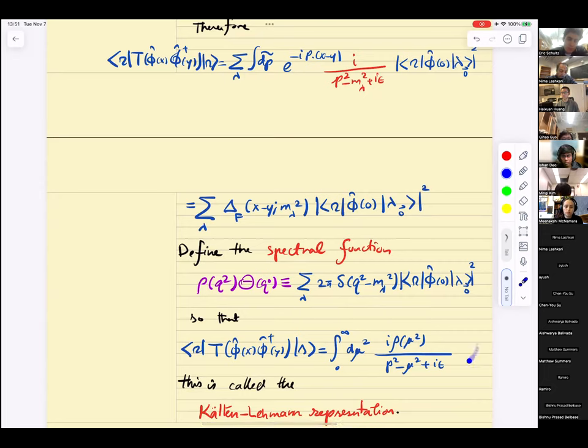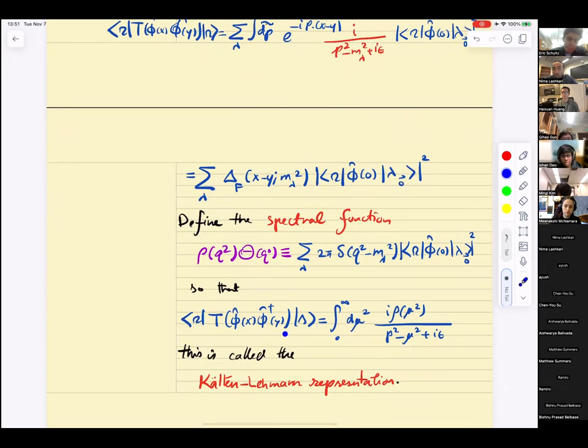You plug that in and you find that fully non-perturbatively, you can write the time-ordered two-point function of the complex scalar field as an integral over d mu squared. Mu squared is like mass squared, right? i rho of mu squared times the propagator. So what does this mean? First of all, let's give this a name. This is the Källén-Lehmann representation, right?